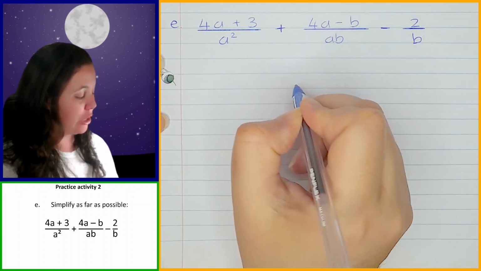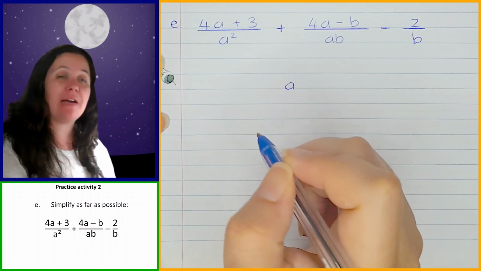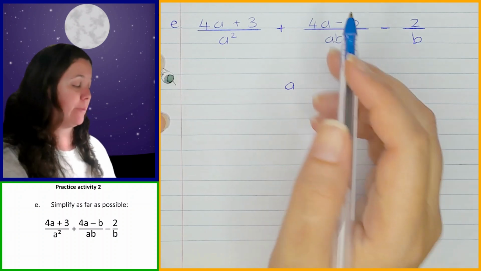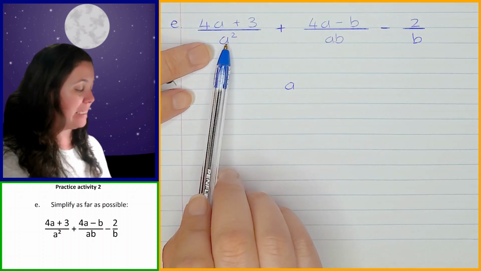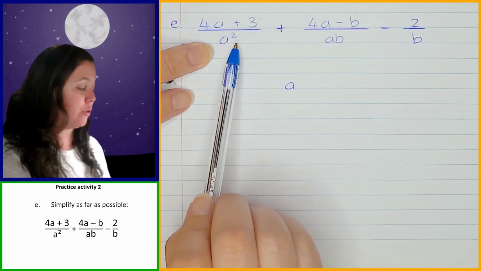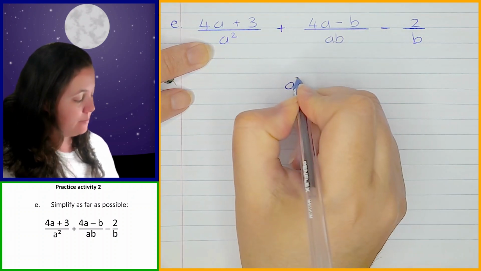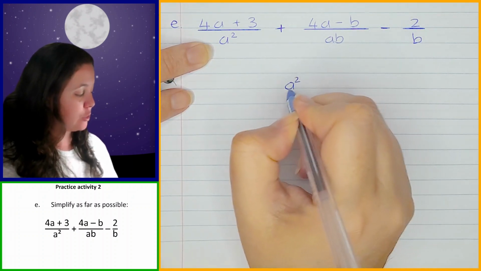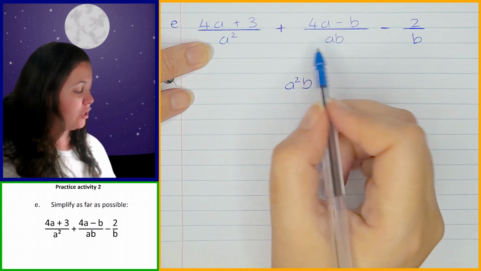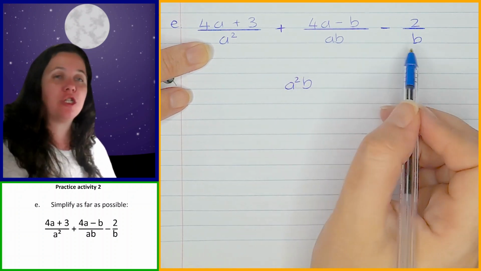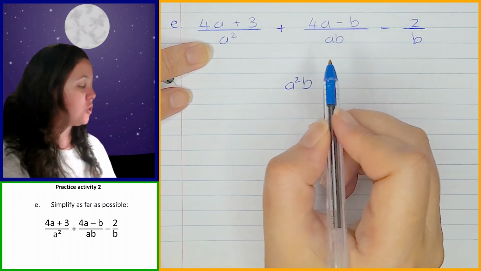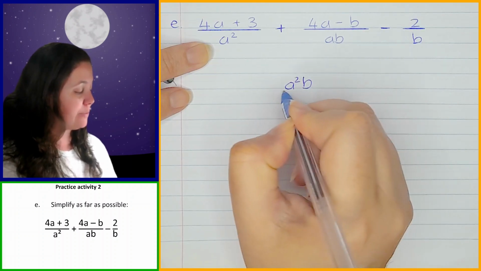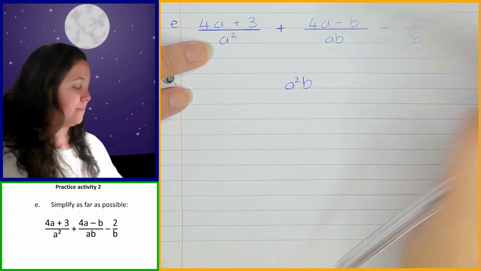So first let's have a look at our a's. Okay, remember I need to have the highest power that I have in any of the denominators. So if I look at my a's, I've got a squared and I've got a. The highest power is a squared. Then if I look at my b's, the highest power is just b. I don't have b squared or b cubed, so it's just b. So my LCD is going to be a squared b.